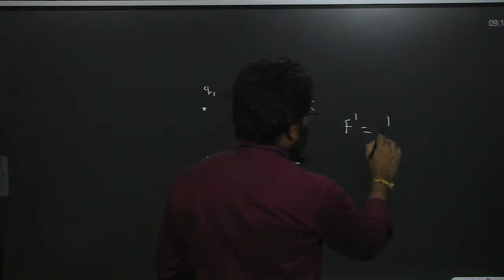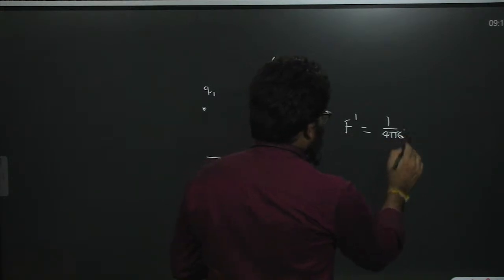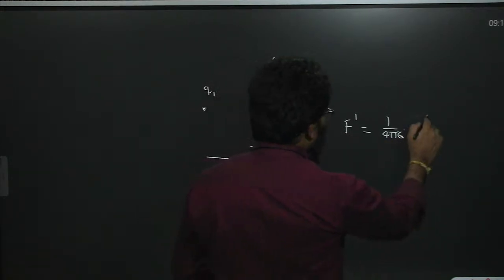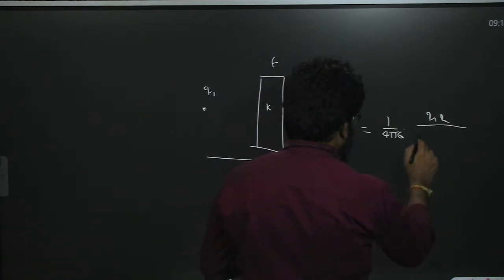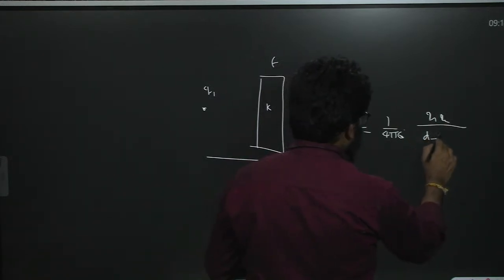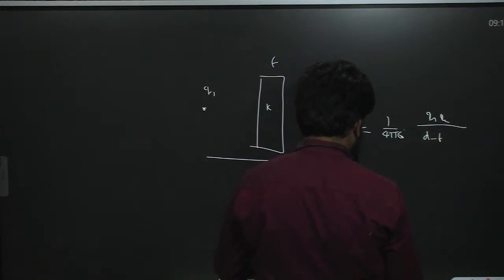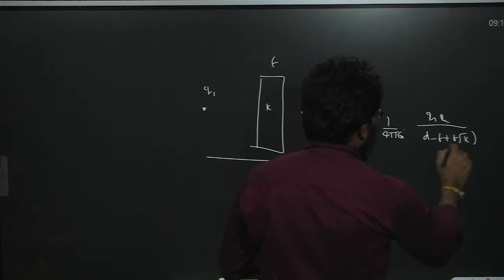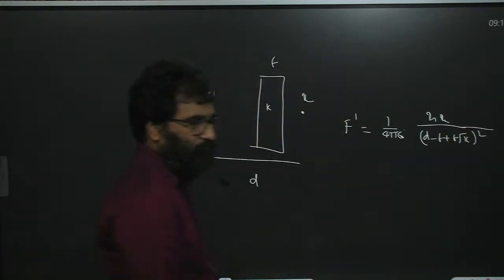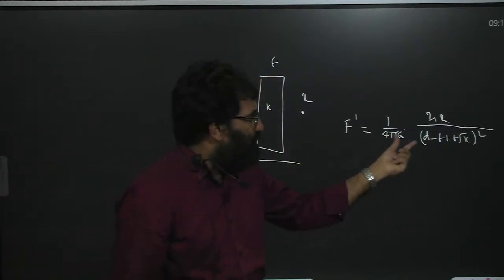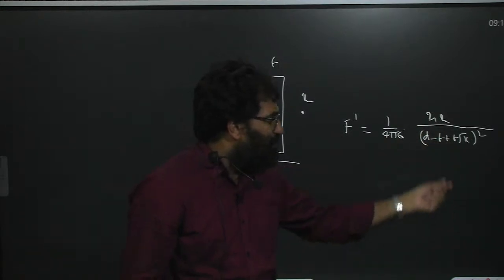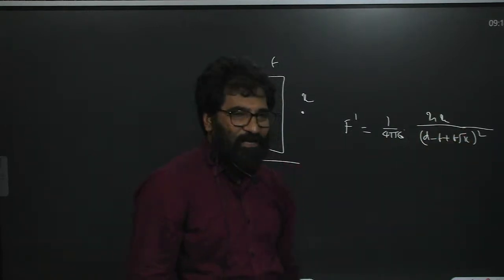F dash is equal to 1 by 4 pi epsilon naught q1 q2 by the whole square of d minus t plus t into root k. This is what I am saying. So when we replace partly, the force is equal to 1 by 4 pi epsilon naught q1 q2 by the square of d minus t plus t root k.